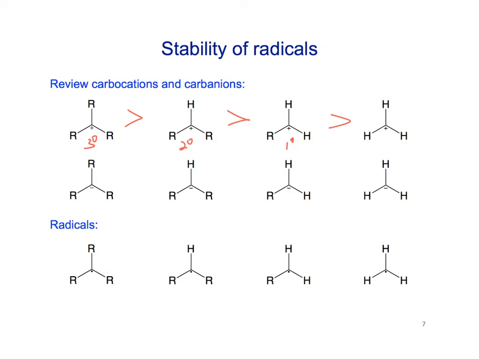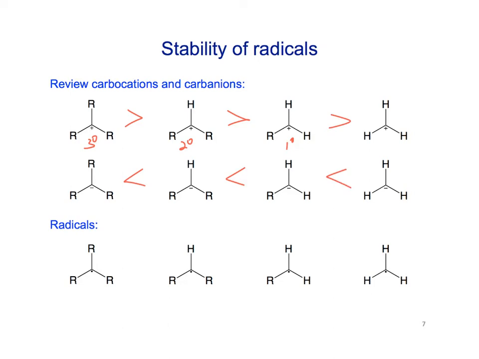It goes in the opposite direction, right? Because cations you want to stabilize by donating electrons to them. Anions, if you donate electrons to an anion, it just builds up more charge and makes it even less stable. So you want to pull electron density away from an anion, right? And so by having alkyl groups donating, it makes it less stable. So the stability of carbanions goes in the opposite direction.